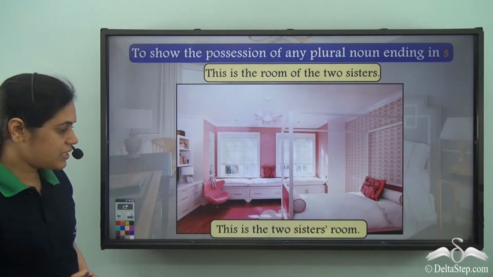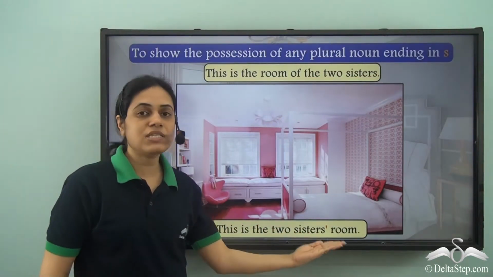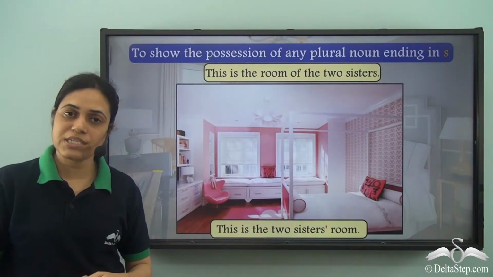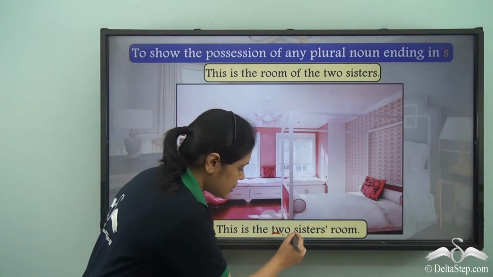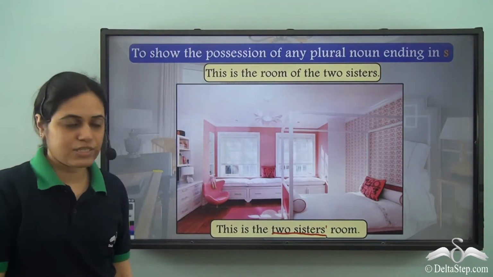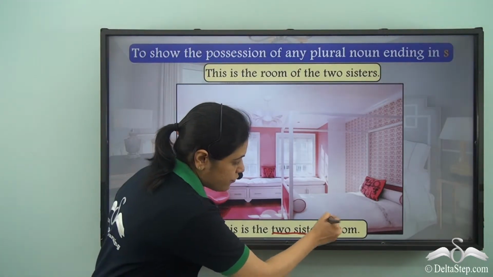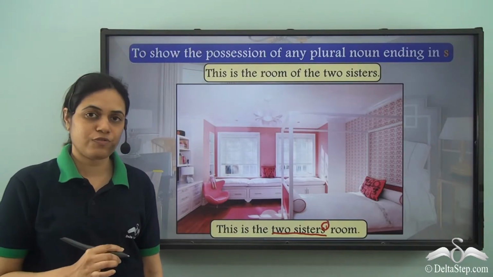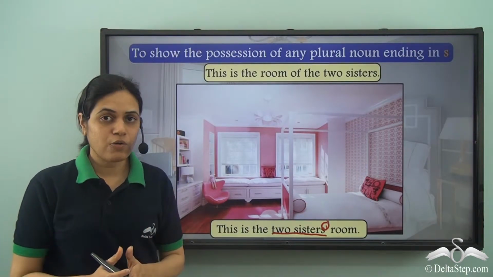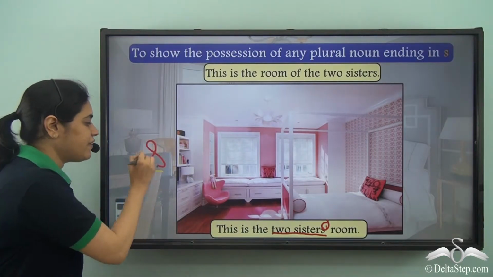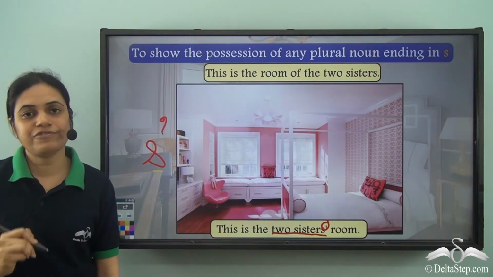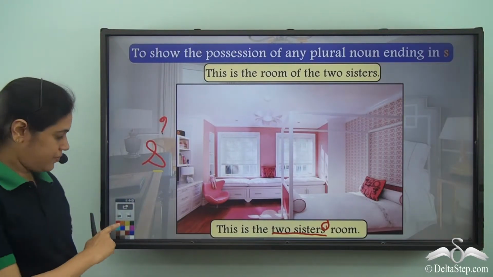So how do we write it? This is the two sisters' room. So as you can see, after two sisters, there is an apostrophe, but there is no S after the apostrophe. So for plural nouns which are already ending with S, we don't put an extra S after apostrophe.